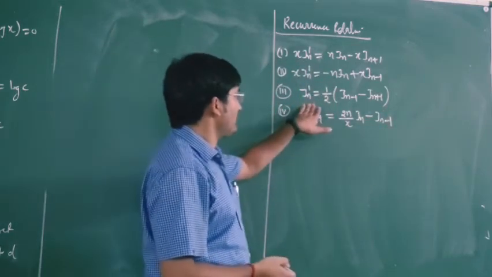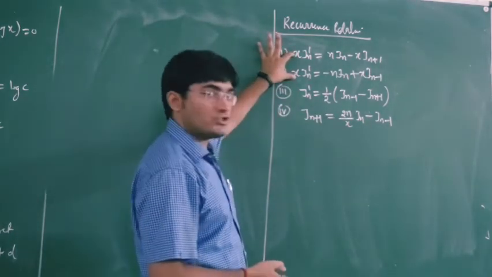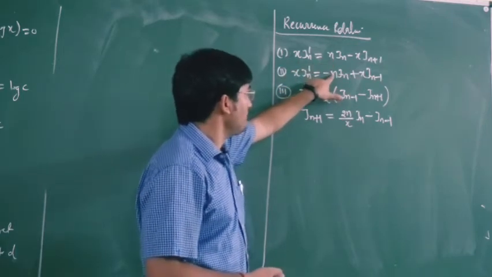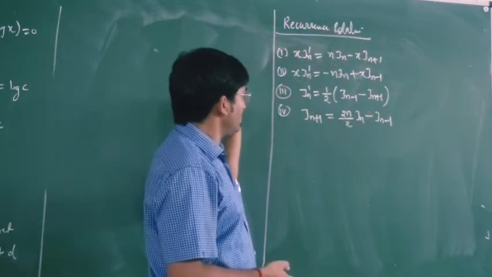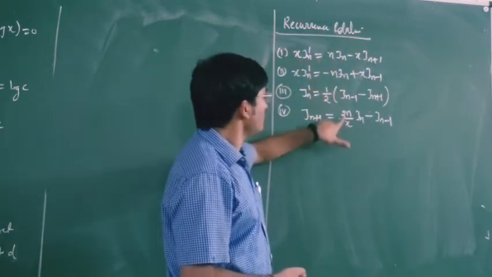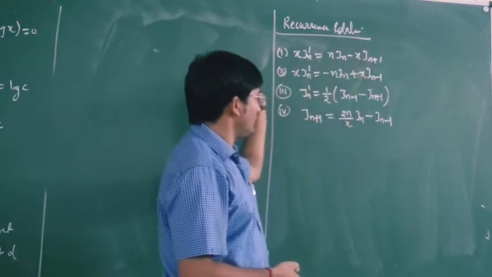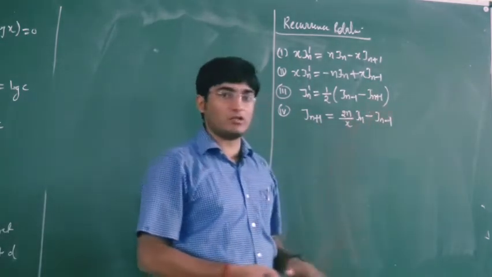So this can be obtained by adding these two equations, and this can be obtained by subtracting these two equations. So this equation minus this equation will give you 2n Jn minus this. So we can write this one. This will be your plus 2n, this is your that term, and this is your minus. And if you take this term to the left hand side, then we will get J(n+1) equal to (2n/x) Jn minus J(n-1).